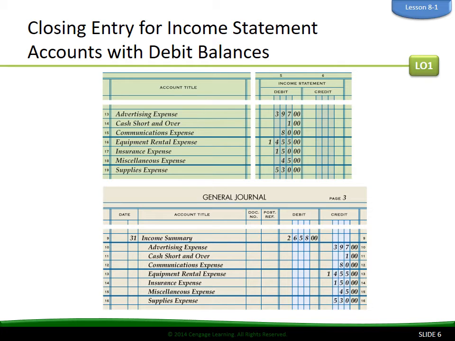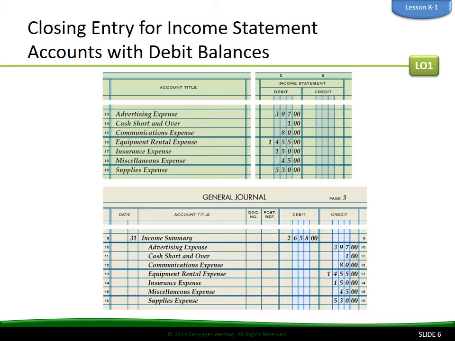So again, this is a sample of the worksheet. This would be the far left of the worksheet. This would be the income statement. So these have already been adjusted because you can see we have an insurance expense and we have a supplies expense. So it's not showing us the adjustment columns. We've already done that. So because these have debit balances, to clear them out, we're going to have to credit them.